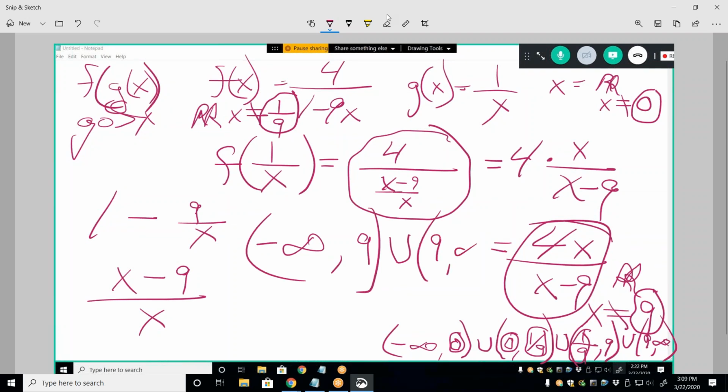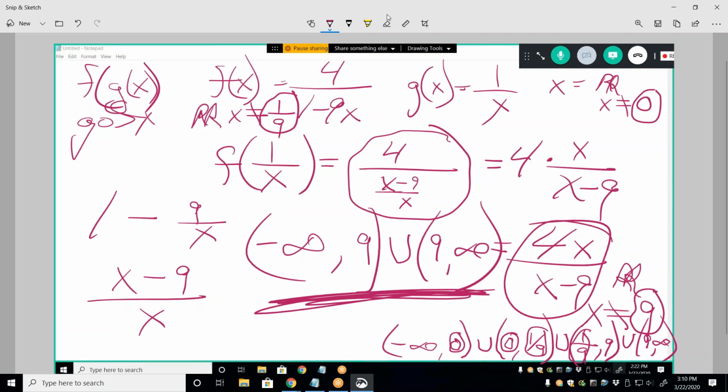Because that would be the domain of the fog function, without the domain restrictions of the f function or the g function. My understanding of it may not be correct. My understanding was that you're always restricted by all 3 domains. But if this is one of your choices, that would be the domain of the fog function only. And that is one of the choices.